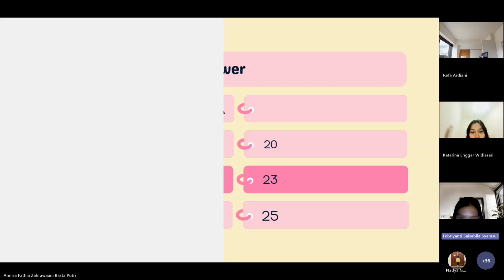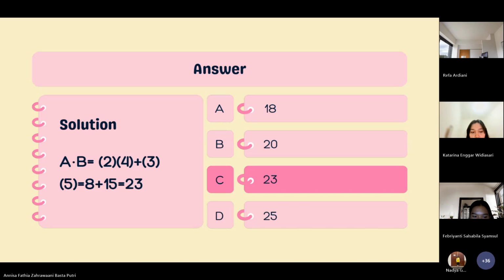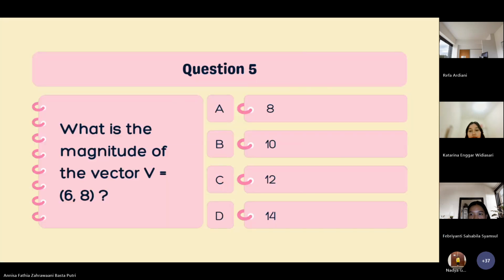The answer is... okay, that's right. The answer is C, 23. Next question. Okay, the last question is: what is the magnitude of the vector v equals 6, 8?